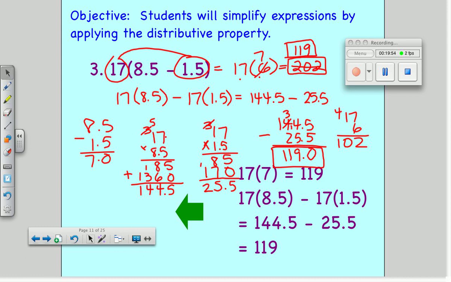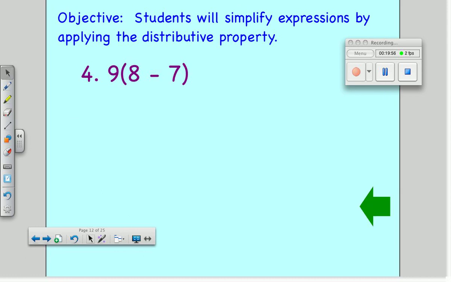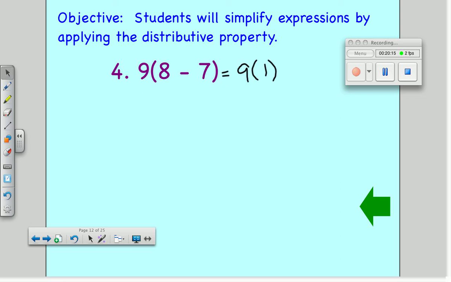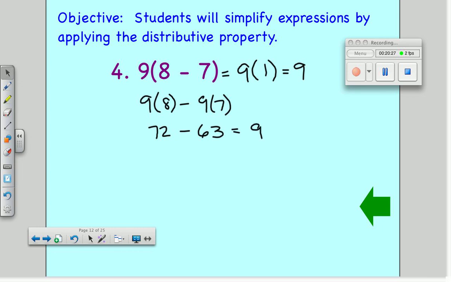Okay? All right, 9 times 8 minus 7. So, let's see here. There we go. 9 times 8 minus 7 is 1. That's 9. Distributive property, 9 times 8 minus 9 times 7. 72 minus 63 is 9. Same answer.